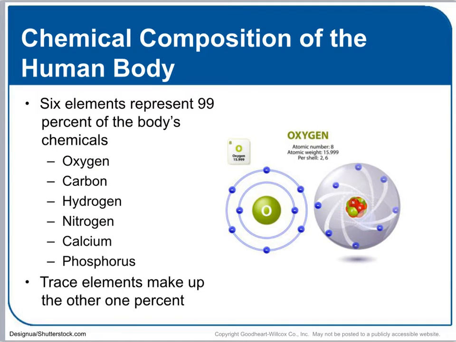The chemical composition of the human body has 6 predominant elements that make up 99% of the body's chemicals: oxygen, carbon, hydrogen, nitrogen, calcium, and phosphorus. And then there's some other trace elements that make up the other 1%.